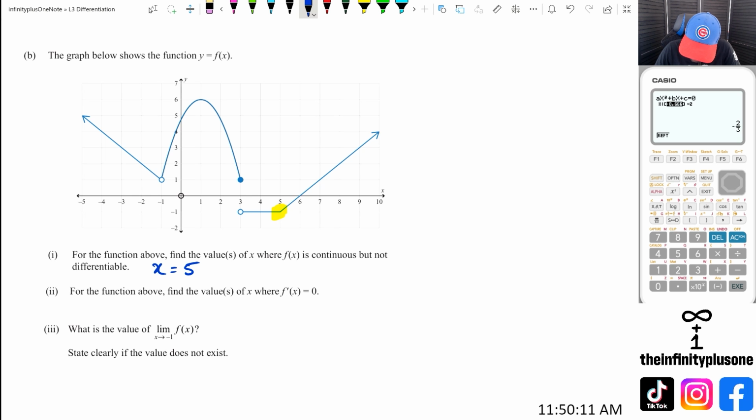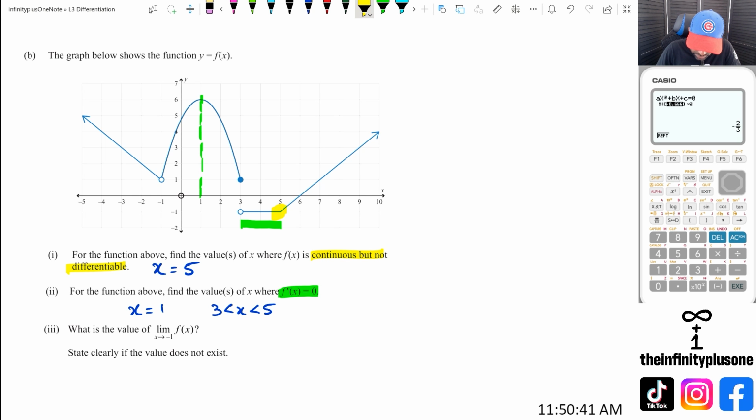Second one, for the function above, find the values where the gradient is equal to 0. So we're looking for where the gradient is equal to 0. So the gradient is 0 here, and also from here to this point here. So the way we're going to write it is x is equal to 1, and also between 3 to 5.